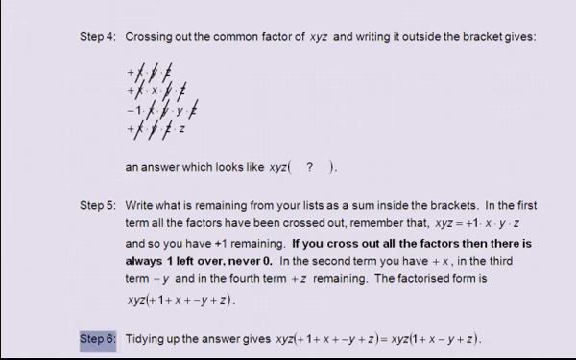Step 6. Tidying up the answer gives x times y times z, brackets, plus 1 plus x plus minus y plus z, equals x times y times z multiplied by 1 plus x minus y plus z in brackets.